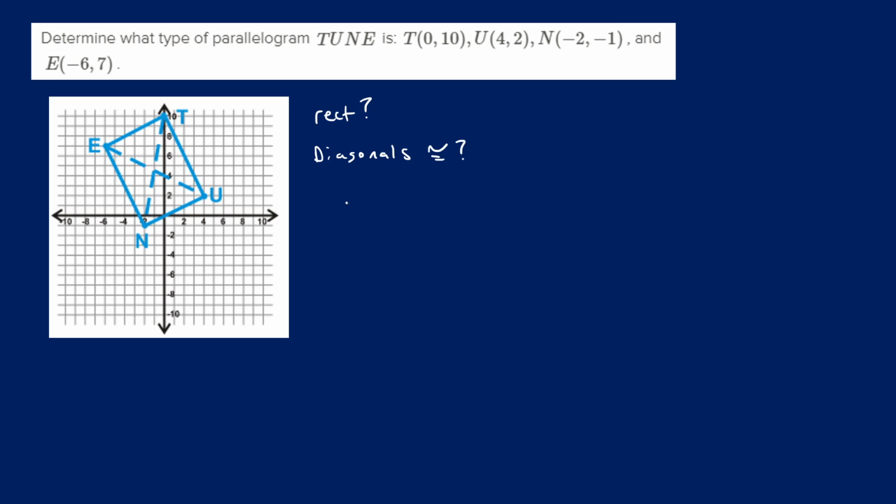Are the diagonals congruent? Well, the diagonals would be EU and TN, and you would use the distance formula to do that. The coordinates of E and U are all given up here, so we'll do the x coordinate, -6 minus 4 squared, plus 7 minus 2 squared. All right, and then clean that up.